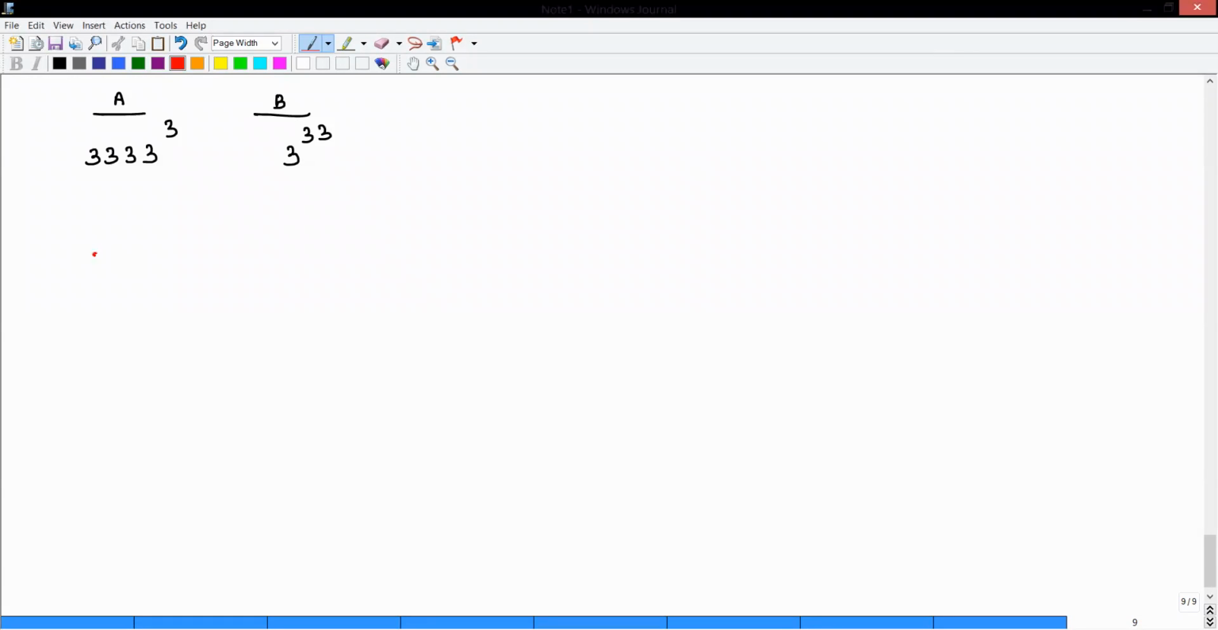We make the powers equal. Now you compare the bases. 3 power 11 is much greater than 3333. Therefore, your answer is B greater. Simple thing, you have to make the powers equal.